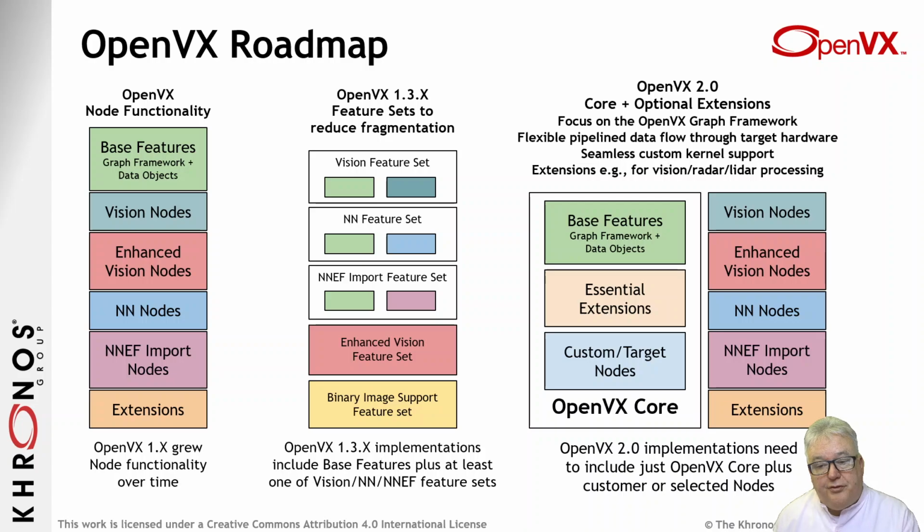OpenVX versions 1.0 through 1.3 were focused on broadening the range of node functionality to be used within an OpenVX graph. The number of nodes grew significantly, and so OpenVX 1.3 introduced feature sets that grouped nodes into domains to reduce fragmentation. Now OpenVX 2.0 is under development, and many implementers are developing custom nodes, especially using ML frameworks. And so the focus has shifted to the graph framework that enables flexible pipeline data flow through target hardware with seamless custom kernel support. OpenVX 2.0 will define OpenVX Core, and this will provide this key graph framework functionality and will enable flexible mixing of custom and any OpenVX nodes needed to meet customer requirements.